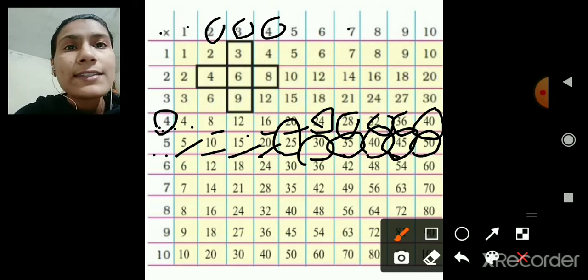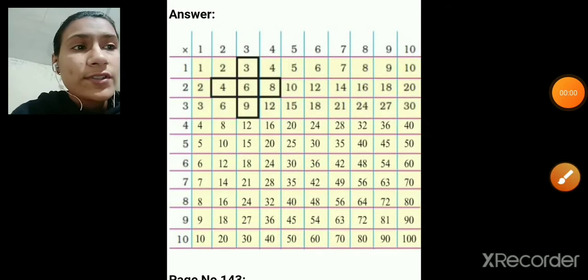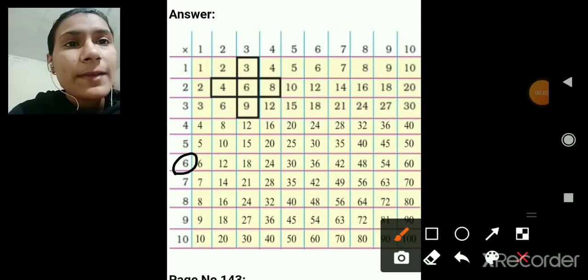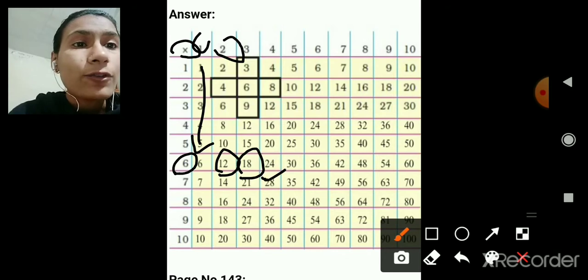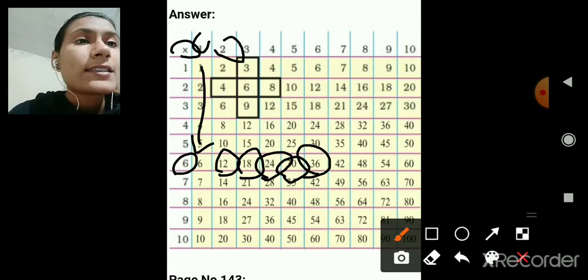The next one is 6. So 6 multiplied by 1 is equal to 6. You can see here 6 multiplied by 2 is equal to 12. 6 multiplied by 3, 6 3's are 18, 6 4's are 24, 6 5's are 30, 6 6's are 36, 6 7's are 42, 6 8's are 48, then 6 9's are 54, and 6 10's are 60.